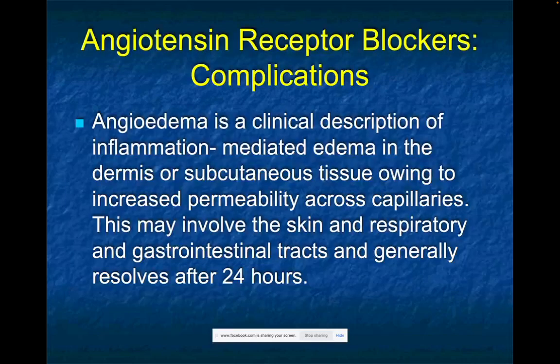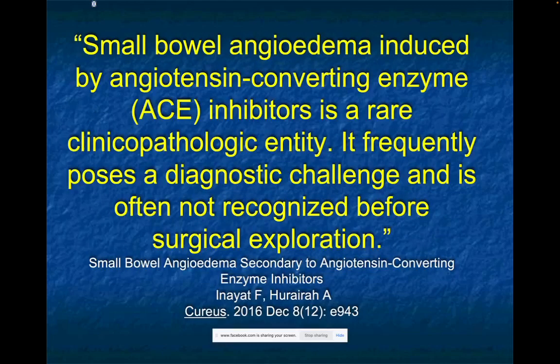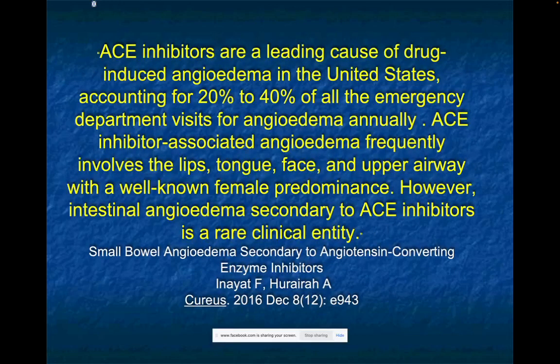Really impressive thickened bowel. Angioedema is a clinical description of inflammation-mediated edema in the dermis or subcutaneous tissues owing to increased permeability across capillaries. Again, the GI tract is really the best example. Typically, these are ACE inhibitors. Again, it's a leading cause of drug-induced angioedema in the United States.